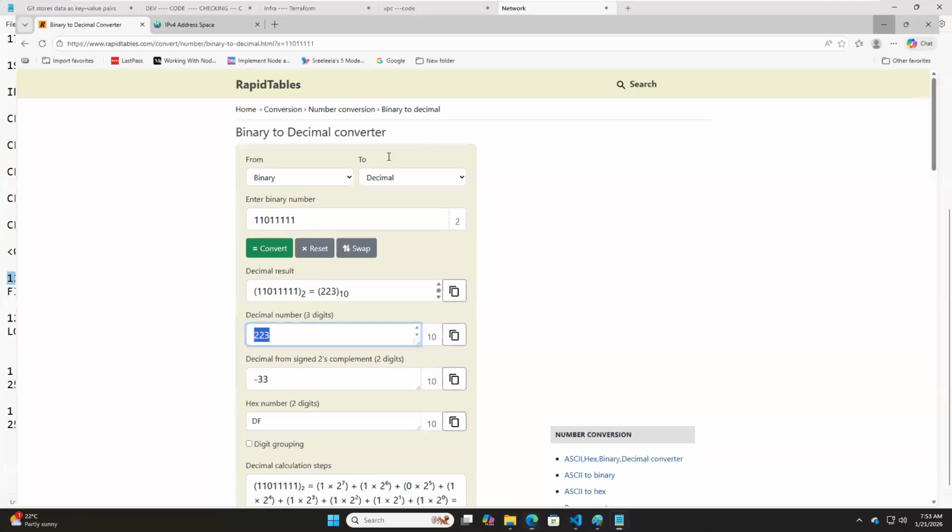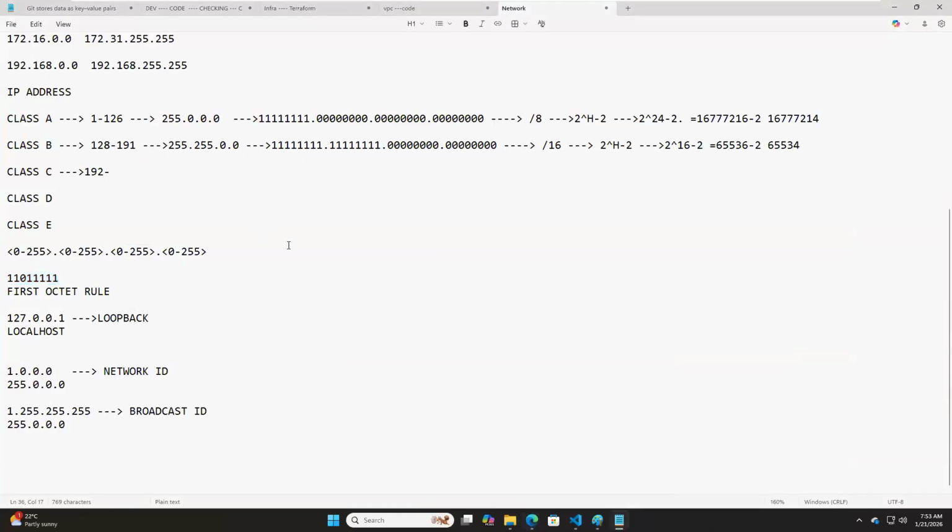223. So 192 to 223, these are the range of numbers that belong to class C, and the subnet mask will be 255. This is the default subnet mask, 255.255.255.0. And if you convert that into binary, the network portions, you are going to get it in this format.